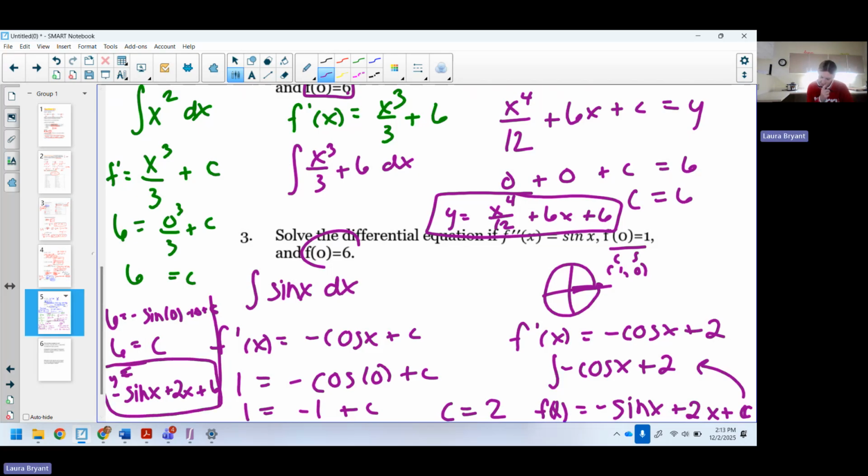Y equals... Oh, goodness. Okay, this is y equals negative sine x.